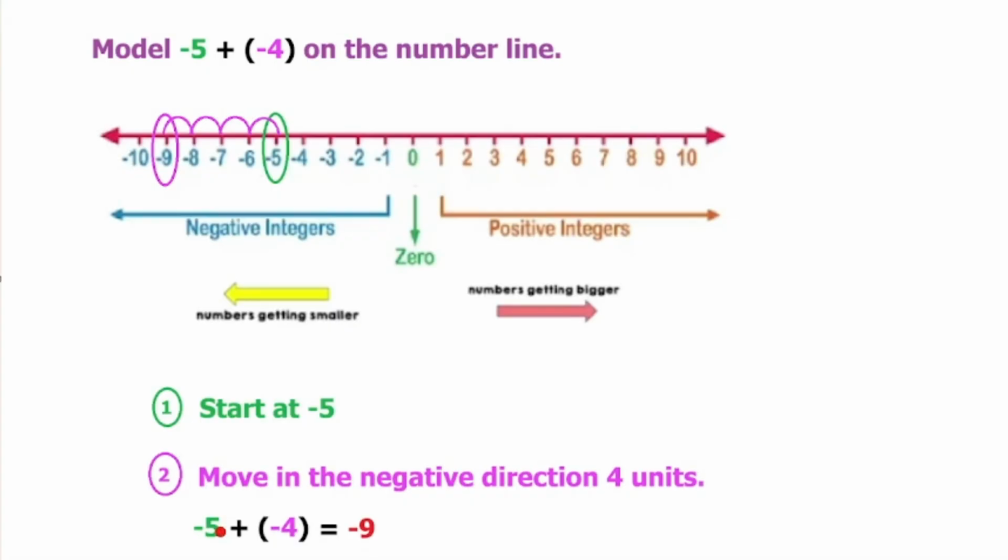So basically you just add the 5 and the 4 together and you put a negative in front. When both numbers are negative, that's what you do. Okay? So that's the end of the lesson.